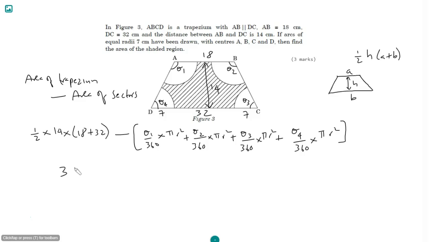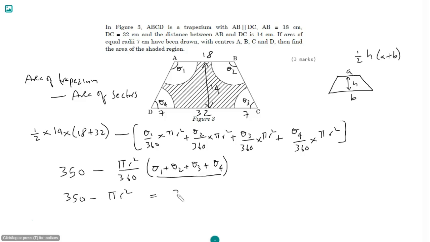So this is 350 if you do the calculations, minus, here you can take pi r square by 360 out as a common factor. Then you will have theta 1 plus theta 2 plus theta 3 plus theta 4. Now what is the sum of theta 1, theta 2, theta 3 and theta 4? These are the angles of a quadrilateral. And you know that the sum of all the angles of a quadrilateral is 360. So this simplifies to 350 minus pi r square. So that's 350 minus, you can take pi as 22 by 7. R is 7. So that's 7 into 7. And if you do this calculation, you will get 196 centimeter square.